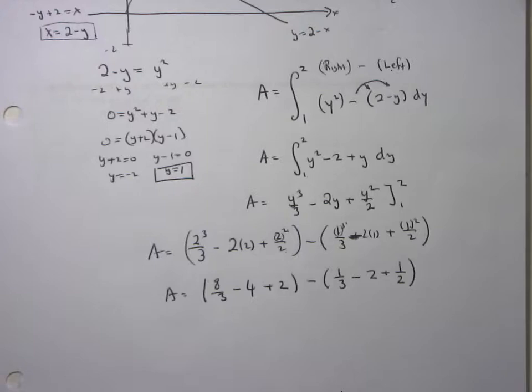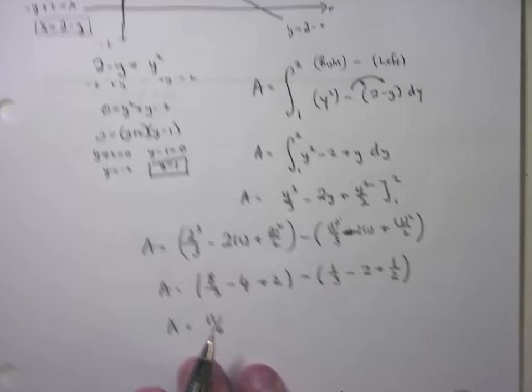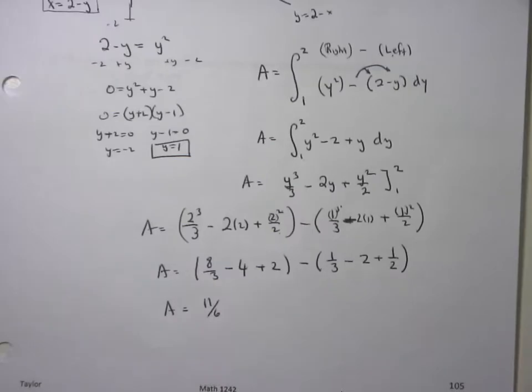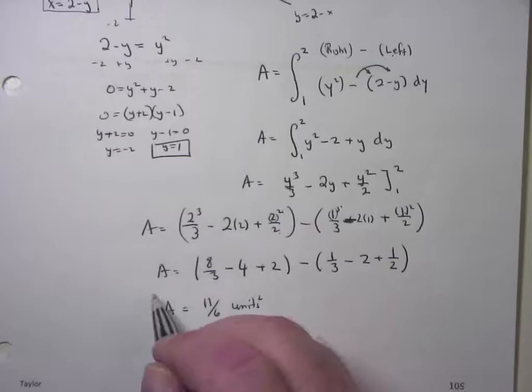So cleaning this up, you end up getting 11/6 when you add them together. You can go common denominator if you want to, or at this point put it in your calculator. But it will be 11/6 what? Units squared. That's how much area is there.